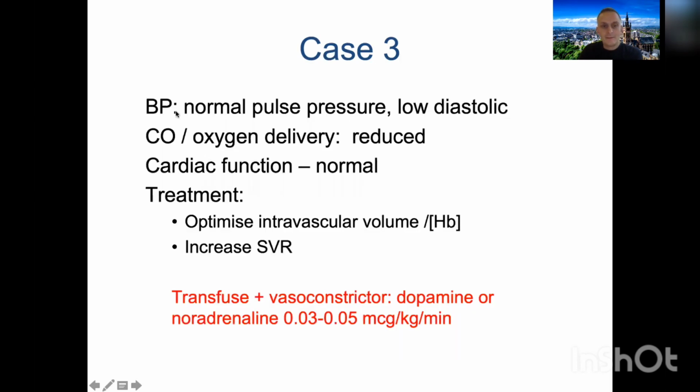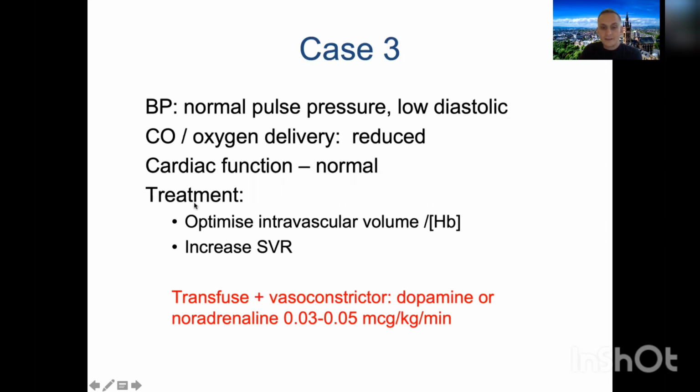So what we're saying in this baby, if we look at the blood pressures, they had a good pulse pressure, 15 millimeters of mercury in a preterm baby, but with a low diastolic pressure. And that's what was contributing to our low mean pressure. We've got evidence of impaired oxygen delivery with a high lactate. And we've got confirmation of normal cardiac function on the echocardiogram.